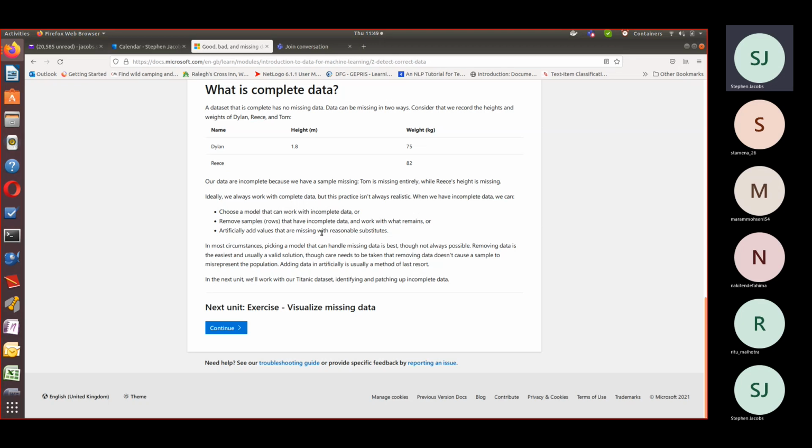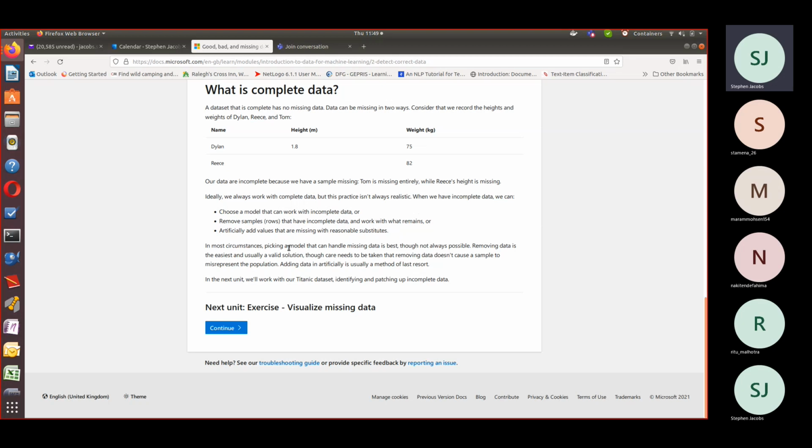Artificially add values that are missing with reasonable substitutes. You've got to think about what that might mean. I guess a reasonable substitute might be to take all the averages around that missing point and use that average value for that missing point, making the assumption that the average value is a reasonable choice. There are other more sophisticated ways.